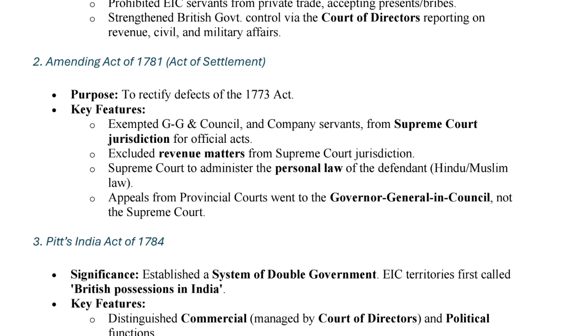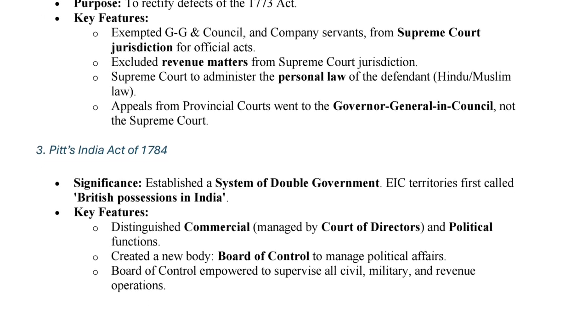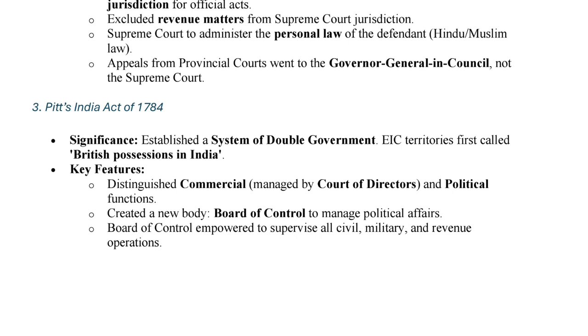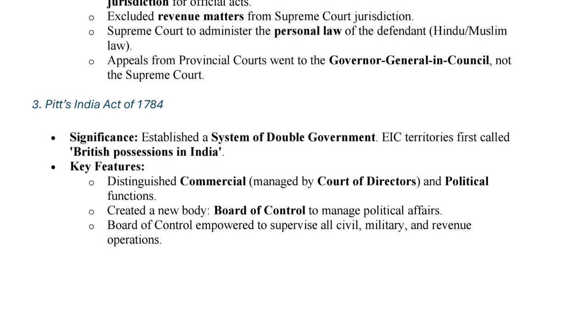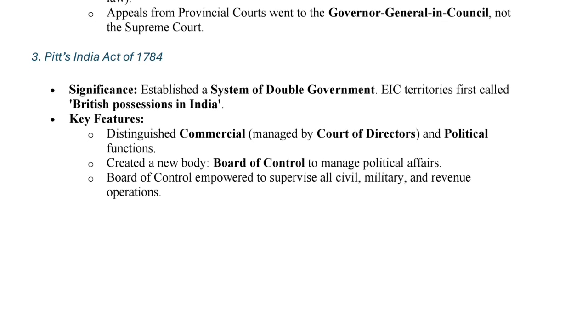2. Amending Act of 1781, Act of Settlement. Purpose: to rectify defects of the 1773 Act. Key features: exempted GG and council, and company servants, from Supreme Court jurisdiction for official acts. Excluded revenue matters from Supreme Court jurisdiction. Supreme Court to administer the personal law of the defendant, Hindu/Muslim law. Appeals from provincial courts went to the Governor-General in Council, not the Supreme Court.